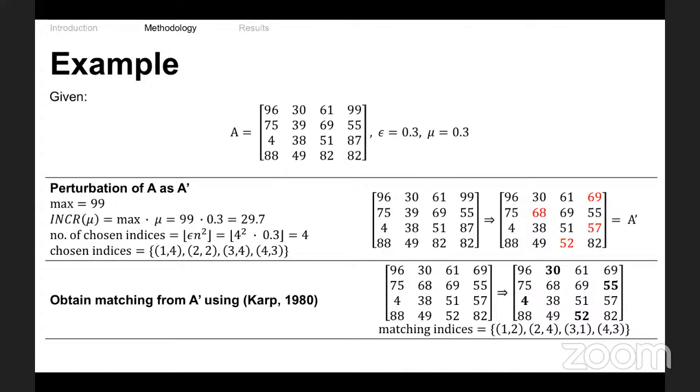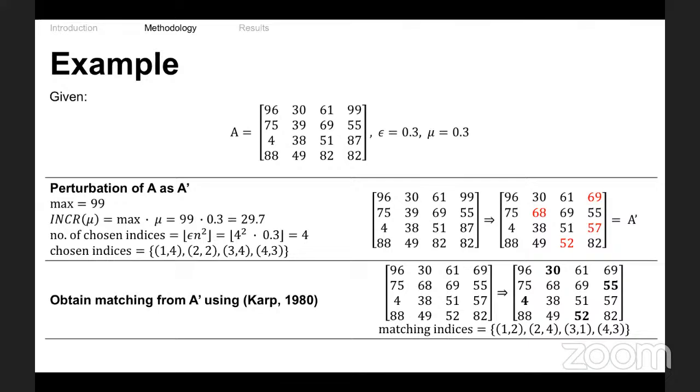Also, another thing that I think I missed to explain is that the perturbation will not exceed the bounds of the matrix. For example, you can see here in the first line of our example, the value chosen is 99. So the algorithm will choose to subtract the increment amount, 69, so minus 29.7 rounded off will be minus 30, because whenever it will exceed the bounds, it will subtract. Whenever it will exceed 99, it will subtract. When it goes below 4, it will add, and otherwise it will just do addition or subtraction randomly.